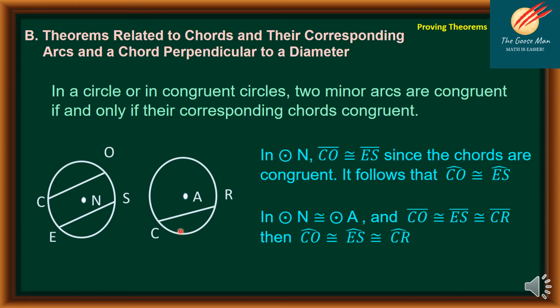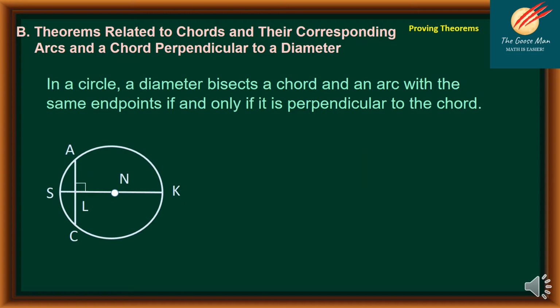Similarly, circle N is congruent to circle A, and CO is congruent to line segment ES, which is also congruent to line segment CR. Then arc CO is congruent to arc ES, which is also congruent to arc CR. So let's move on to another theorem. In a circle, a diameter bisects a chord and an arc with the same endpoints if and only if it is perpendicular to the chord.